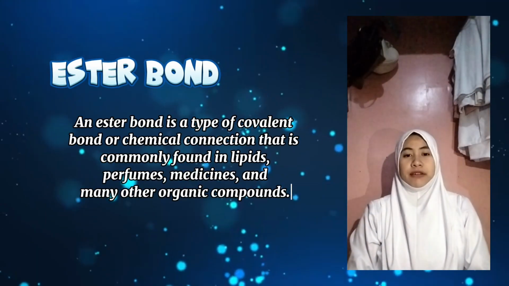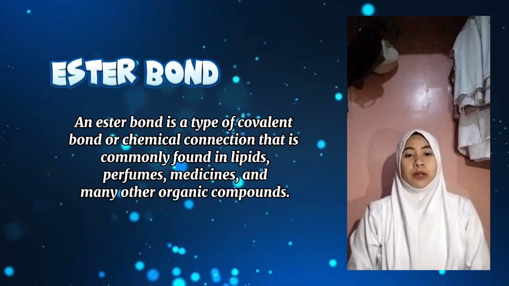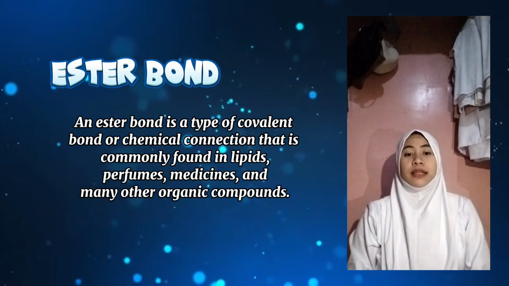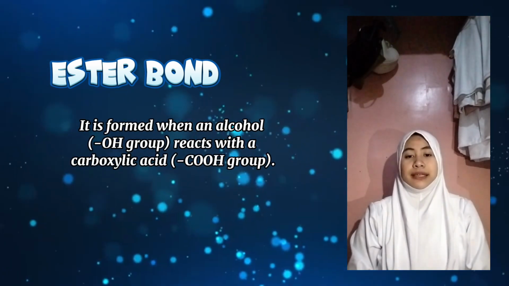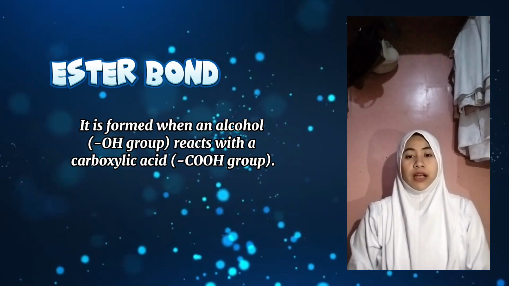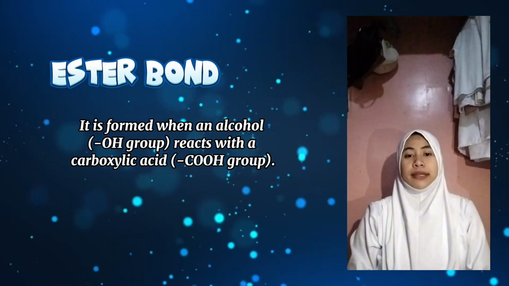An ester bond is a chemical bond formed when a carboxylic acid reacts with an alcohol, releasing a molecule of water in the process. This reaction is called esterification, and the resulting bond links the oxygen atom of the alcohol to the carbon atom of the acid's carbonyl group, creating an ester.